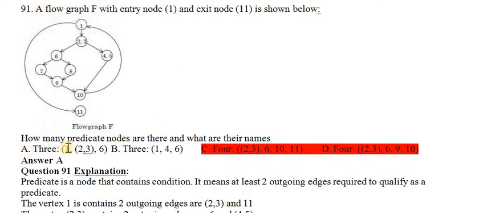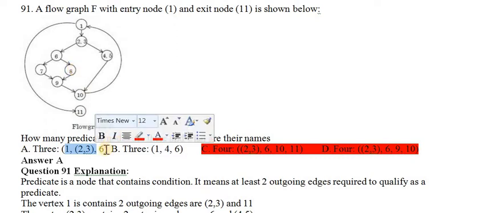So now it may be either. Next we are looking at node 2, 3, a single node. For that there are 2 outgoing edges. So now 1 and 2, 3 are predicate nodes, and then we are looking at 6. Node 6 also has 2 outgoing edges, so 6 is also a predicate node.